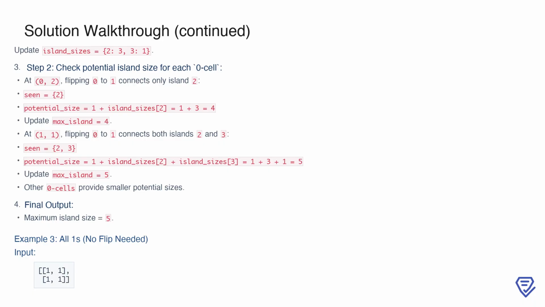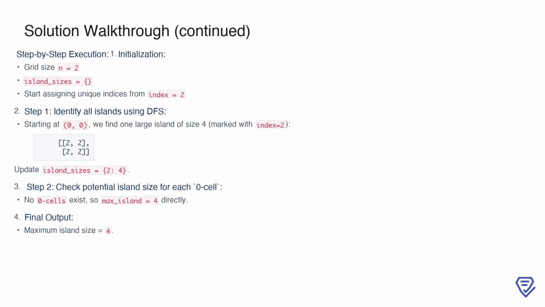Next, at 1, 1, flipping this 0 to 1 connects both islands 2 and 3. Here, seen equals {2, 3}, and the potential size is calculated as 1 plus island_sizes[2] plus island_sizes[3], equals 5. This updates max_island to 5. Other 0 cells in the grid do not result in larger islands, so the final output for this example is a maximum island size of 5.